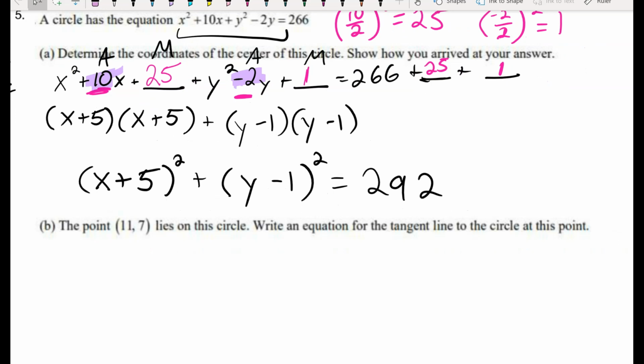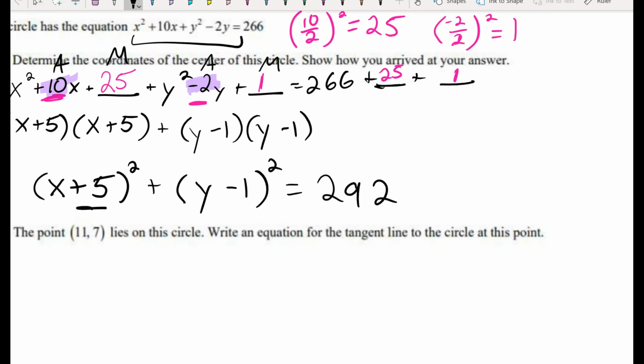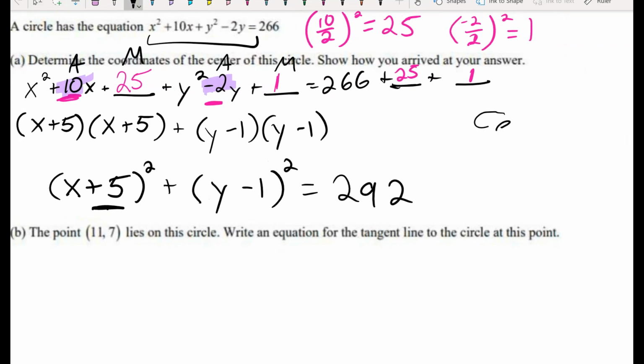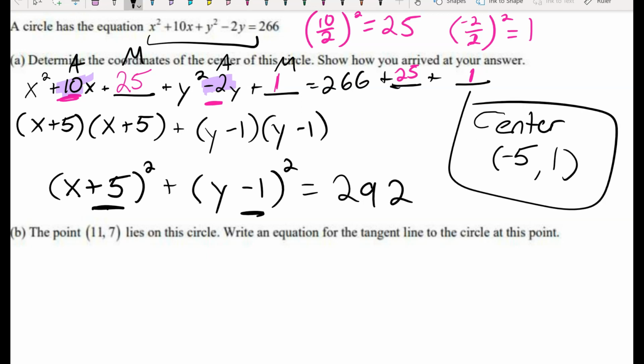So part A said determine the coordinates of the center. So if I'm looking at the plus 5, that tells me the x-coordinate for my center should be negative 5, and then minus 1 tells me the y-coordinate should be positive 1. So those are the coordinates of my center.